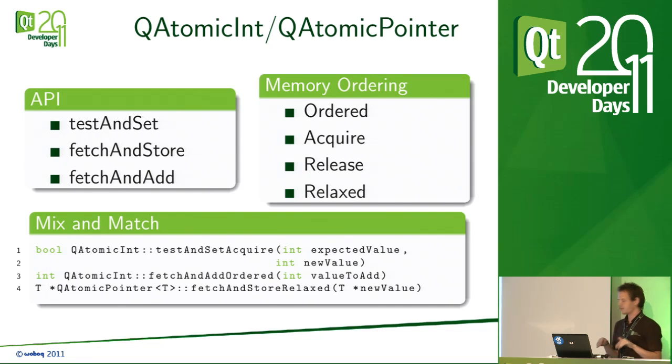And they have a very similar API. So they have this set of functions. You can test and set, fetch and store, fetch and add. And for each of those functions, you need to explicitly pass the memory ordering. I'll talk about the memory ordering later. And so you mix and match to get the API, like here, test and set acquire, or fetch and add ordered.